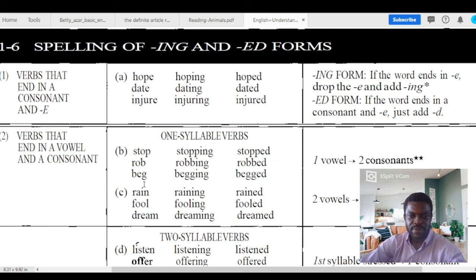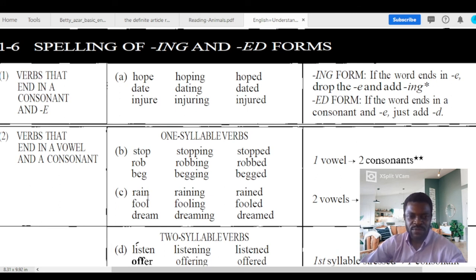Same goes with rub, rubbed. Okay? Beg, begging. You see, you have to double the G, then begged, B-E-G-G-E-D. These are very important. But we've got an exception. There's always an exception to the rule.